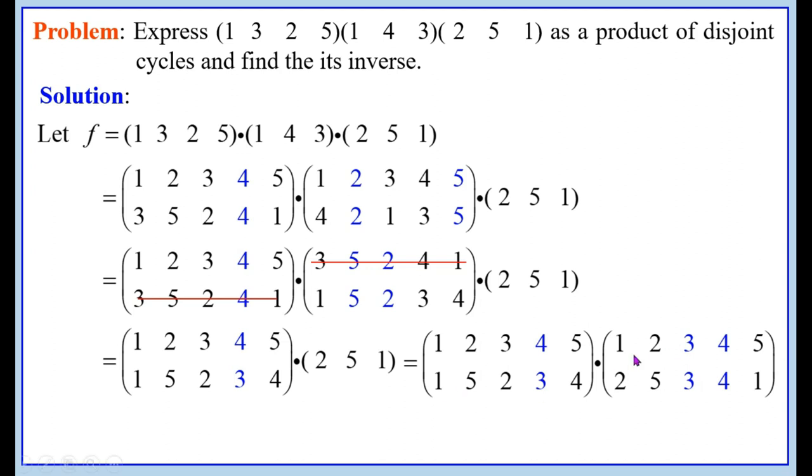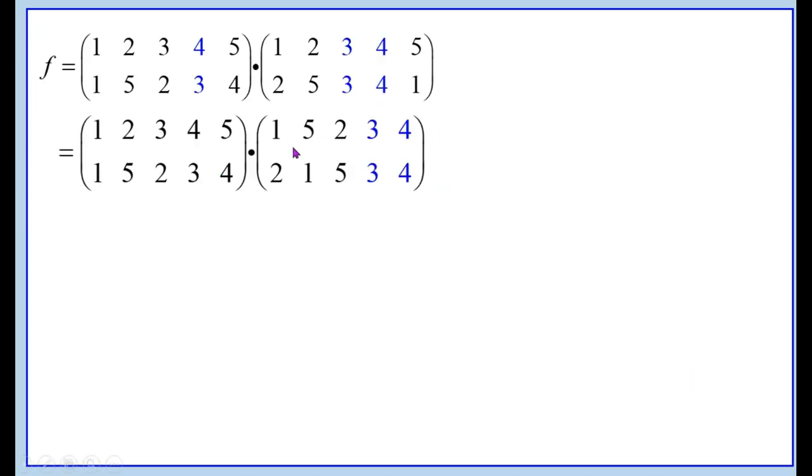We are going to multiply these two. Now we have rearranged the columns of the second permutation without affecting their images. 1 goes to 2, 5 goes to 1, 2 goes to 5, 3 goes to 3, 4 goes to 4. And see the rows 1, 5, 2, 3, 4 and 1, 5, 2, 3, 4. Right. These two get cancelled. Therefore, that is equal to the permutation 1, 2, 3, 4, 5, and their images are 2, 1, 5, 3, 4 respectively.